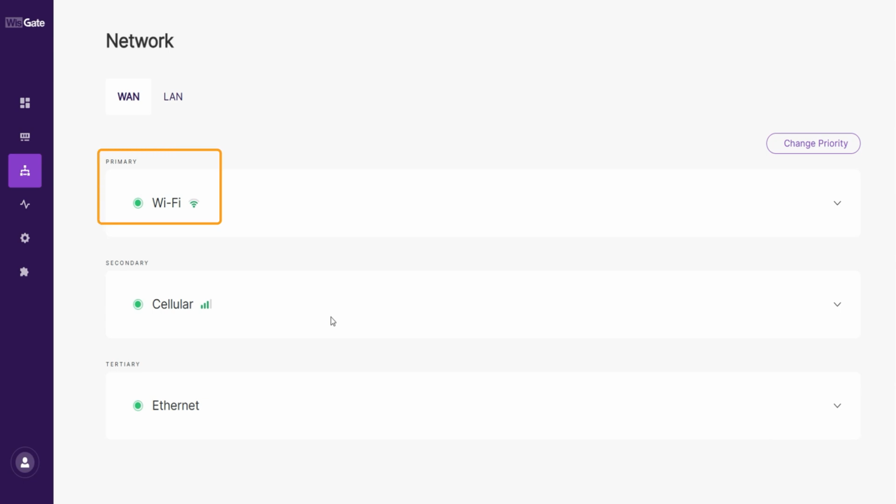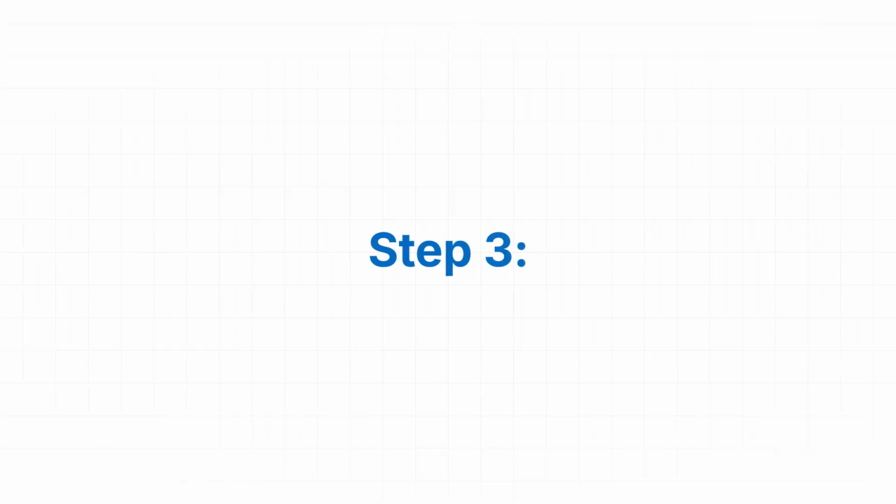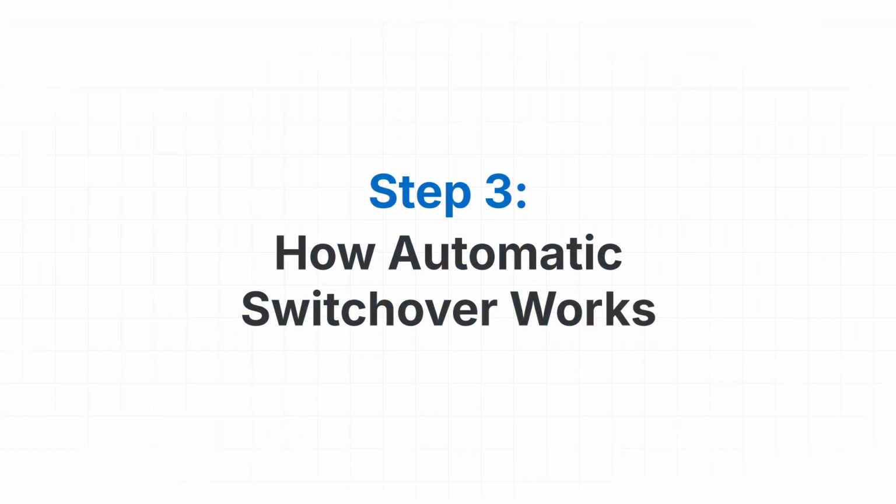Gateway always uses the top priority link. Other links remain on standby as backup. Step 3. How automatic switchover works.